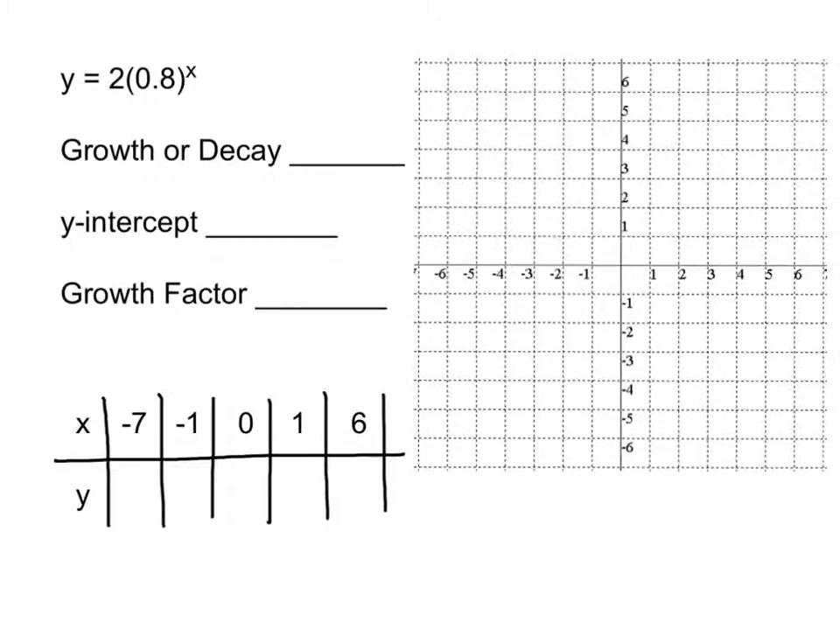Here's a second video on an exponential function. Y equals 2 times 0.8 raised to the x power. To determine if this is a growth or decay, we want to look at the base that is with the exponent of x. You see that x is attached to that 0.8. Anytime that base, that 0.8, is less than 1, you're going to have a decay. If that number is greater than 1, growth. If it's less than 1, decay.